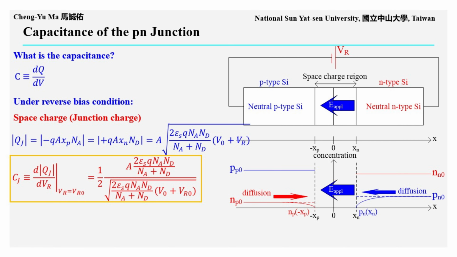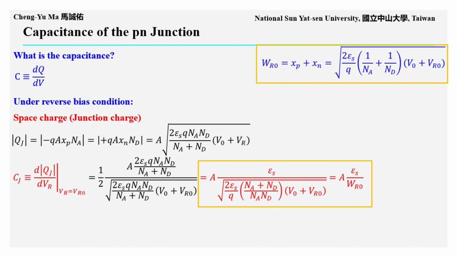Next, we substitute Qj into the differentiation equation and take the derivative to obtain the equation shown on the slide. After properly rearranging the numerator and denominator, we can obtain a concise equation. The junction capacitance Cj equals the junction area A multiplied by the semiconductor permittivity, epsilon s, divided by the total width of the space charge region under the reverse bias VR0, WR0.